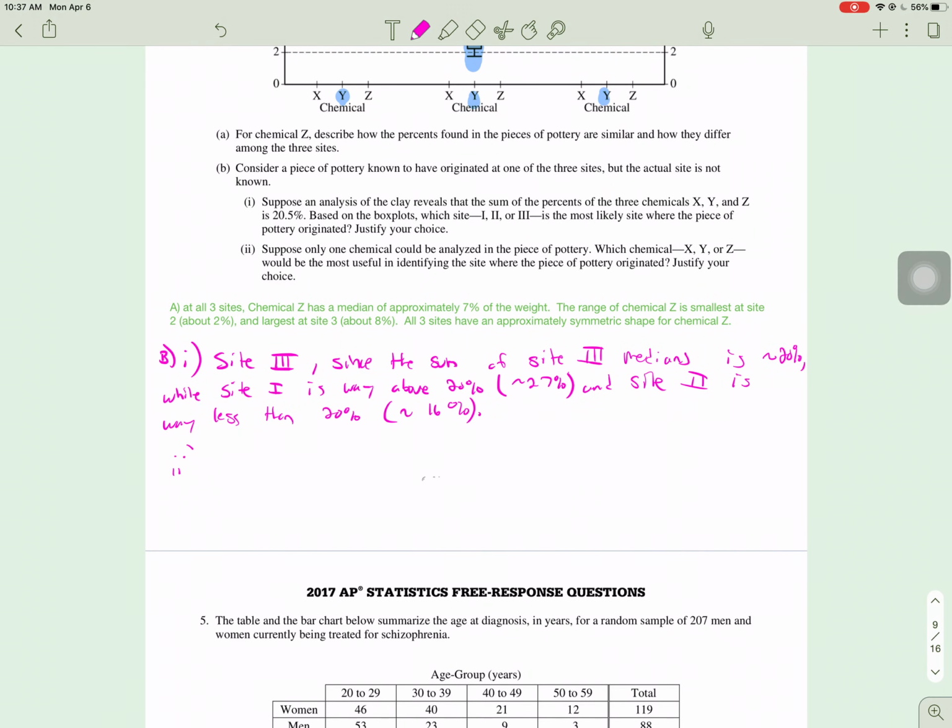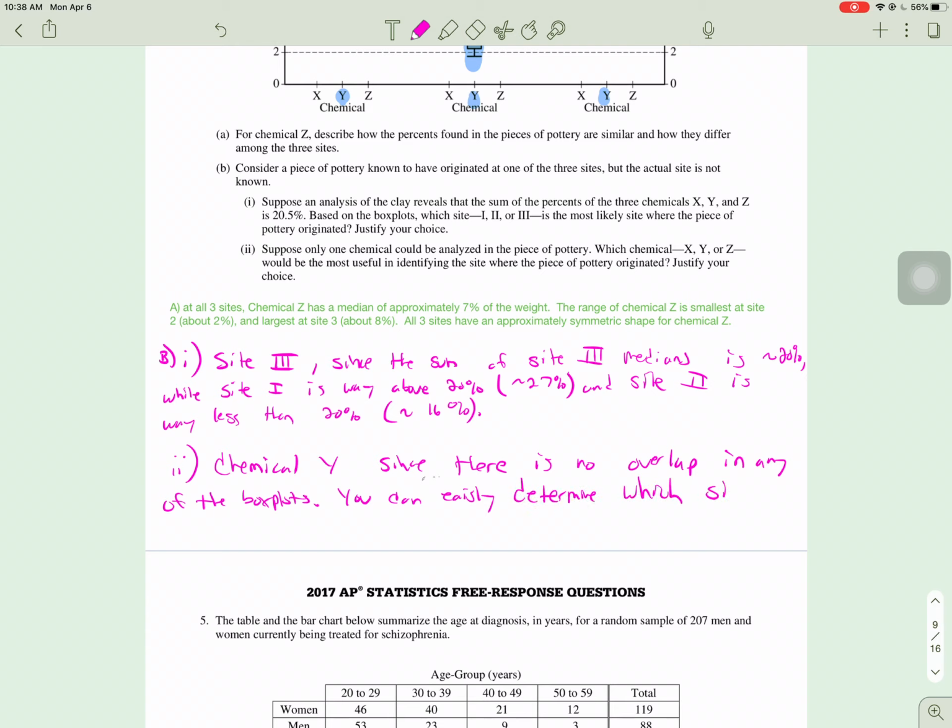So part 2, I wrote chemical Y, since there is no overlap in any of the box plots, you can easily determine which site by locating in which box plot that weight percent is located.